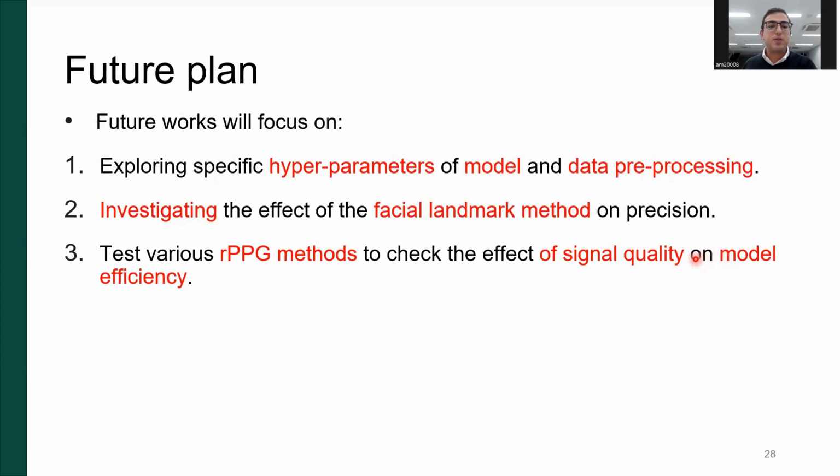And then as a future plan, we want to do hyperparameter tuning for the model and also the data preprocessing. And then we want to investigate the effect of the number of landmarks and facial landmark methods on precision, and also apply various rPPG methods with a variety of SNR, signal-to-noise ratio, to find out its effect on model efficiency.